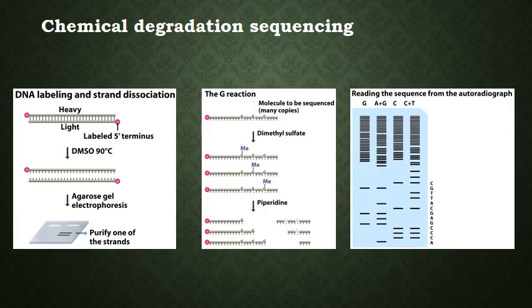The next size position is occupied by two bands, one in the C lane and one in the C plus T lane. The second nucleotide is therefore C, and the sequence is so far AC. The sequence reading can be continued up to the region of the gel where individual bands are not separated. Now we move to our next method, pyrosequencing.